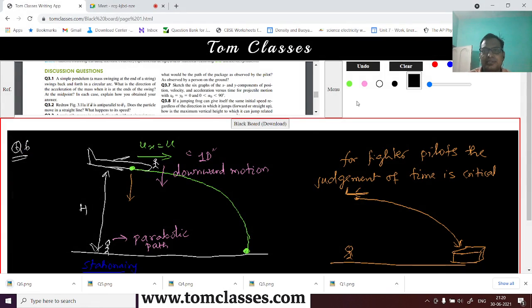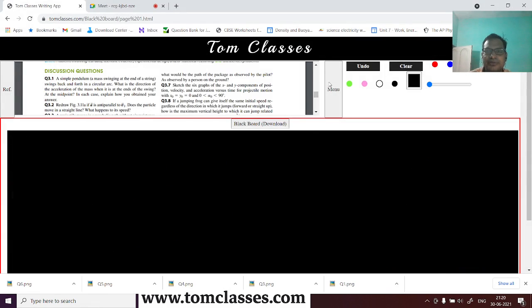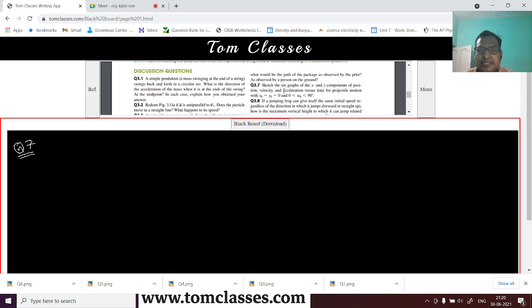Okay, now let's look at question number 7. What does question number 7 say? Question number 7 says: sketch the 6 graphs of x and y components of position, velocity and acceleration versus time for a projectile with x equal to 0, y equal to 0, and angle of projection, right? Okay, 6 graphs. Which 6 graphs is it asking? Okay, I think let's try to draw.